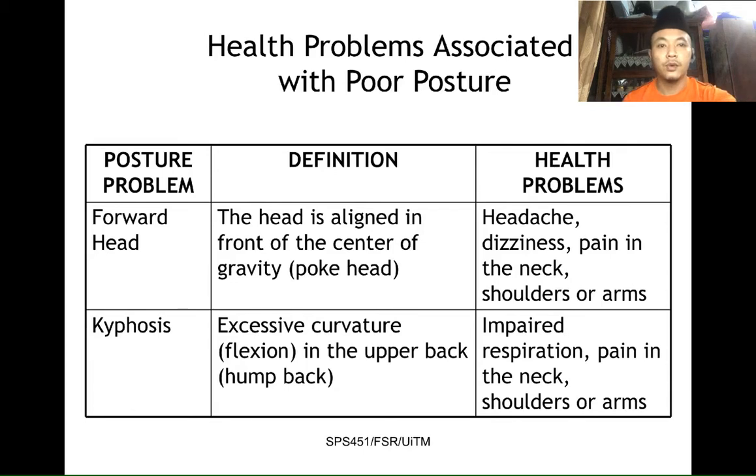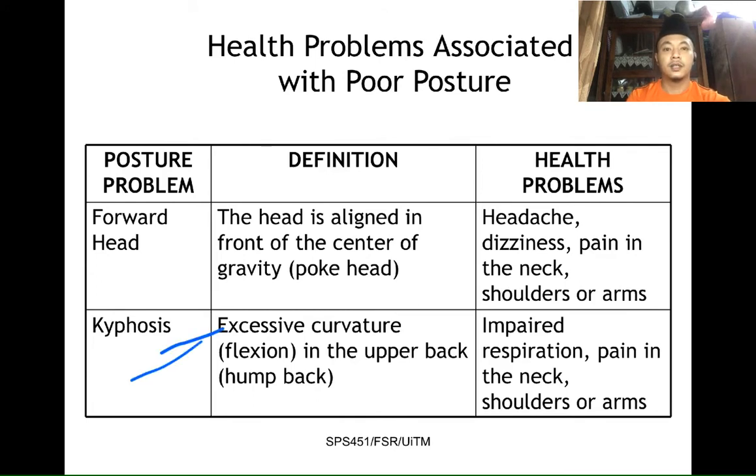Number 1 is forward head. You can refer back to our previous slide. Forward head. The definition is the head is aligned in front of the center of gravity, mana kepala dia ke depan sikit. And the health problems it may cause are headache, dizziness, pain in the neck, shoulder or arm.